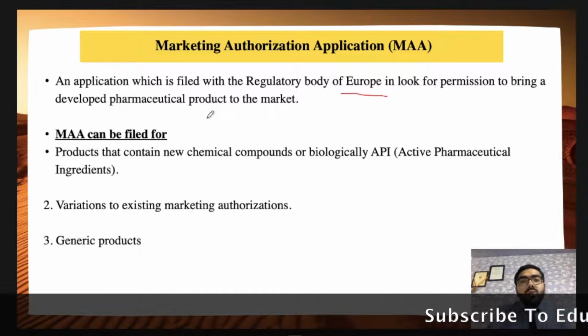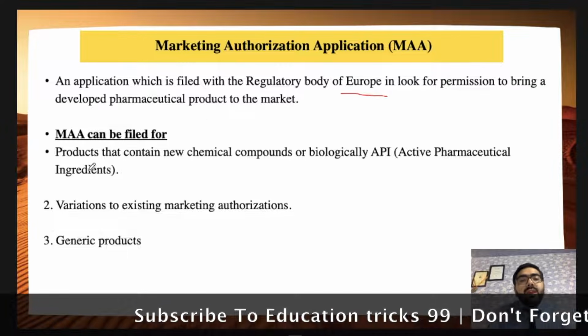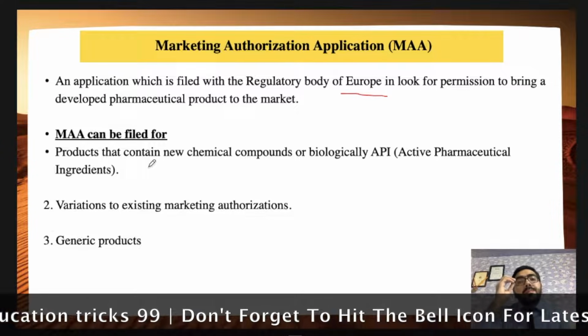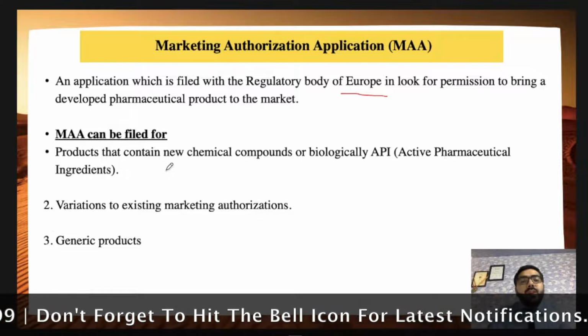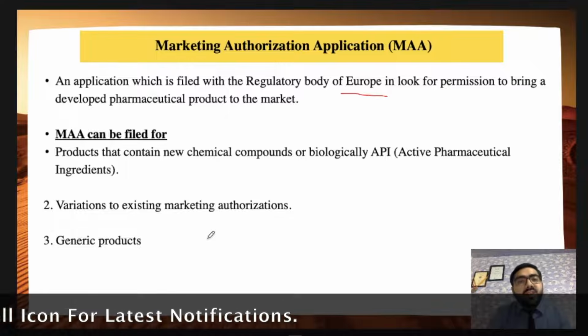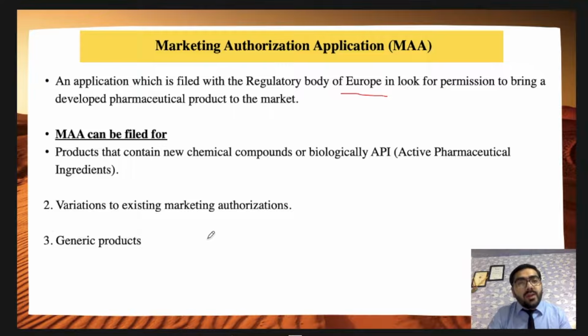So marketing authorization application can be filed for different things. It can be filed for a product which contains new chemical compounds, or a biological API, active pharmaceutical ingredients, or it can also be filed for variations to the existing marketing authorization. So if a particular product is already approved in Europe, but there are some variations to that product, the MAA, marketing authorization application, can also be filed for that. And for generic products, MAA is also filed.